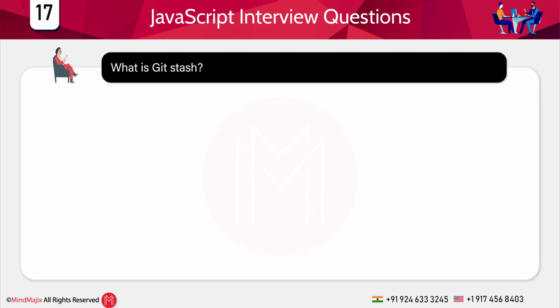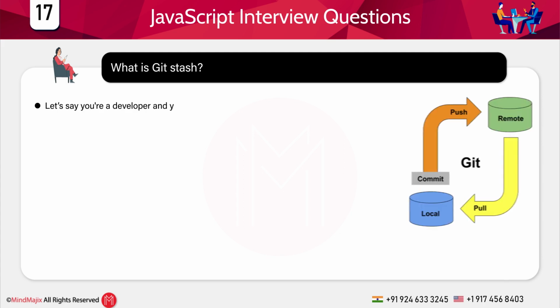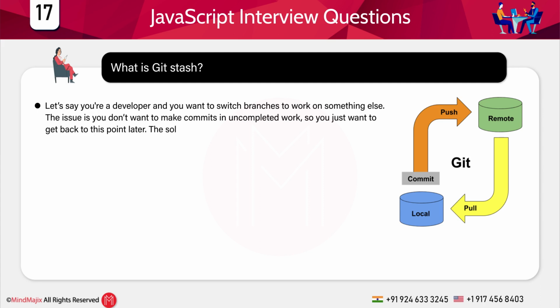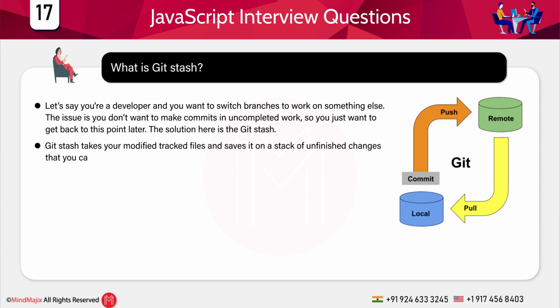What is git stash? Let us say you are a developer and you want to switch branches to work on something else. The issue is you don't want to commit uncompleted work, so you just want to get back to this point later. The solution is git stash. Git stash takes your modified tracked files and saves them on a stack of unfinished changes that you can apply at any time. To go back to the work, you can use stash pop.